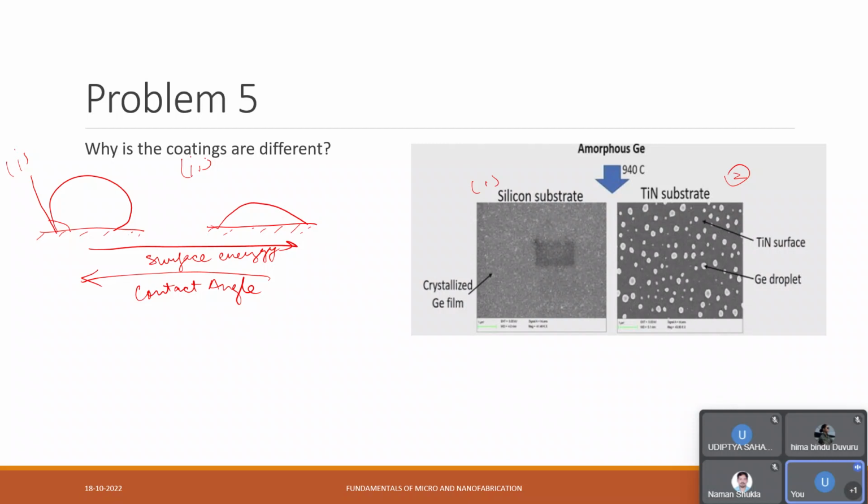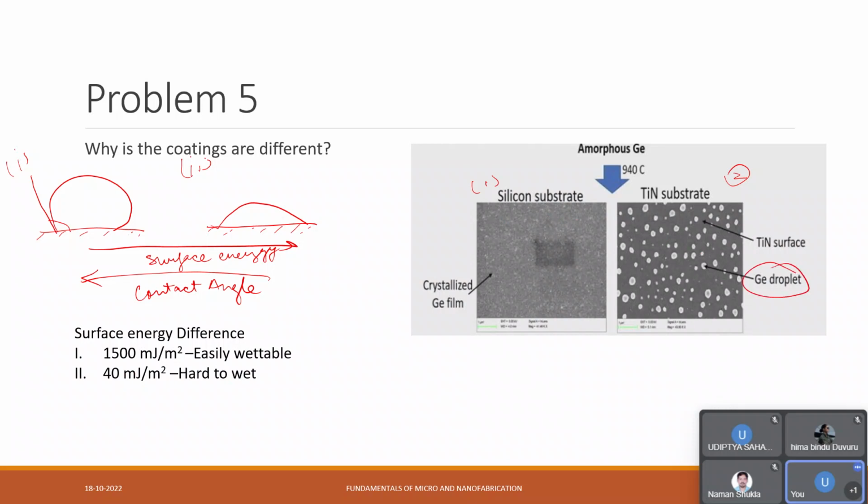So that's the thing. Here you can see in the first one the surface energy is higher, so the germanium will have a more spread structure. But here, as the surface energy is very low, the drops are not spreading well, and that's how you find such globules rather than a droplet-like shape. That's the basic principle behind it.